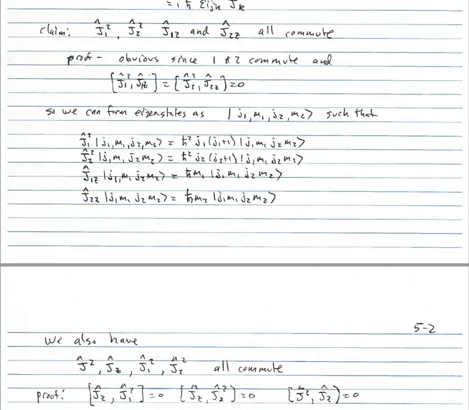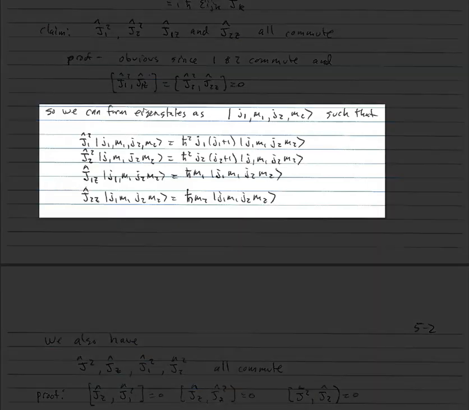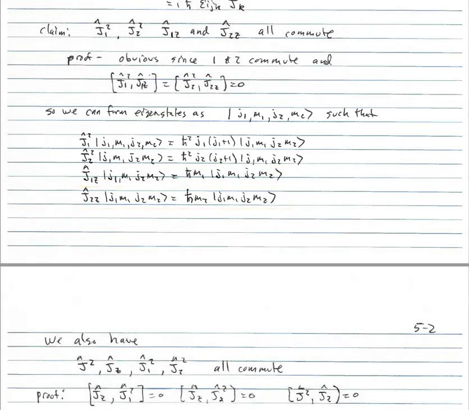That means that they're a maximally commuting set, and I can construct eigenfunctions that have eigenvalues with respect to all four of those operators. Now we're going to call those eigenvalues j1, m1, j2, m2 with the obvious definitions for each of them. The j1 is the quantum number corresponding to the J1 squared operator. The j2 is the quantum number corresponding to the J2 squared operator. m1 is the quantum number corresponding to the J1z, and m2 is the quantum number corresponding to the J2z. Okay? Now, but that's not it.